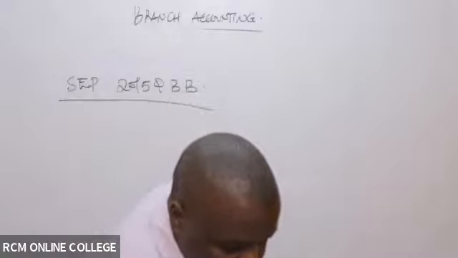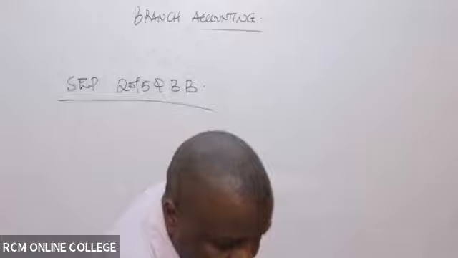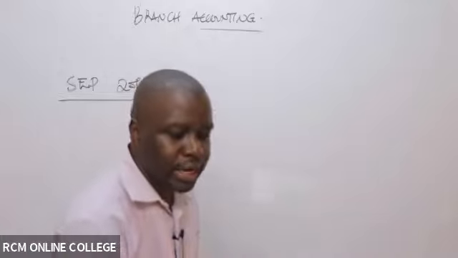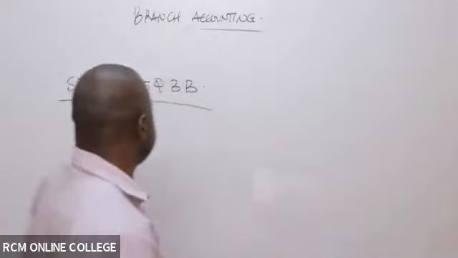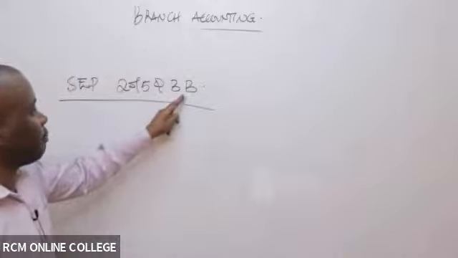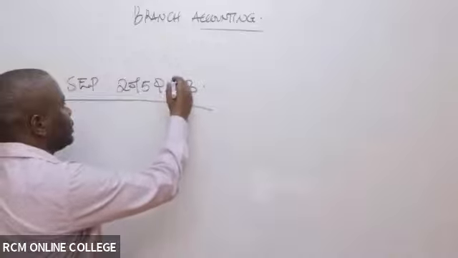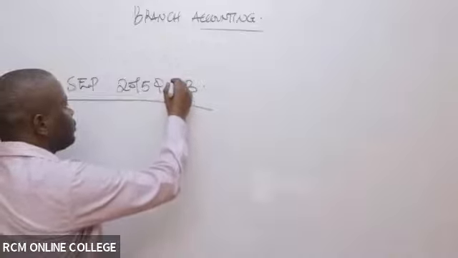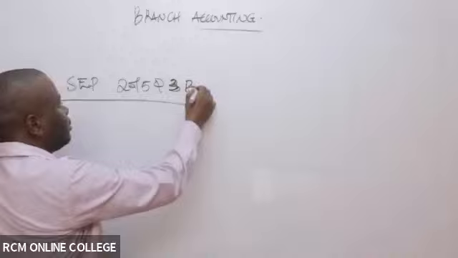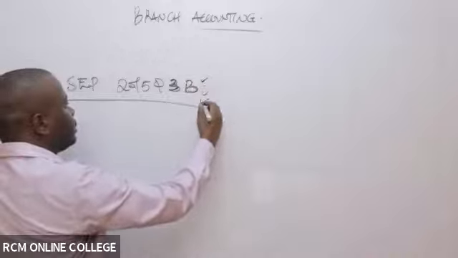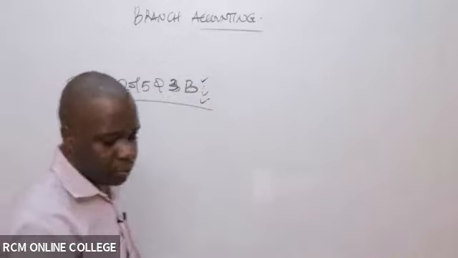Hope. Which question is on the board? Well, it is September 2015 question number 3B. September 2015 question number 3B, Dennis. Try to attempt it. It is on branch accounts.